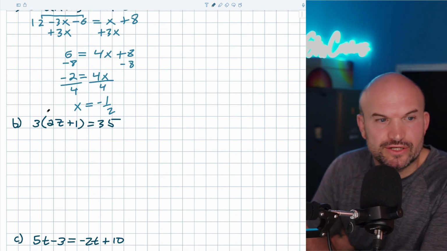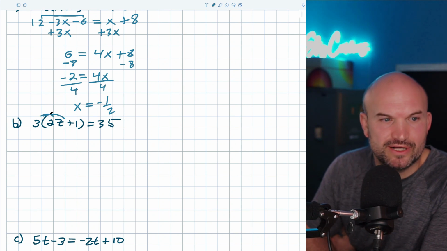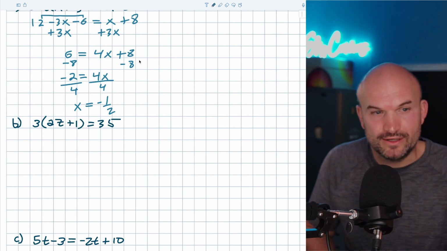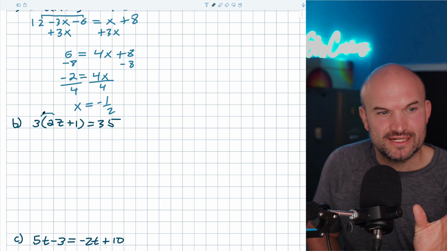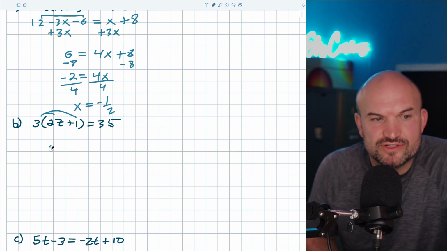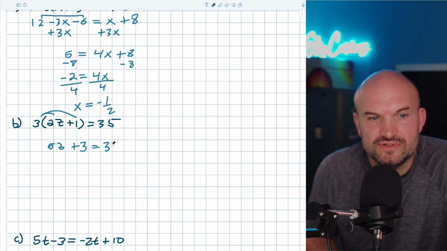In this example, we're going to want to do the exact same thing. Apply the distributive property here to both of those terms, right? Don't do it like that. That looks confusing because 2z is actually one whole expression. So we're multiplying it to that expression and that one, right? So 3 times 2z is going to be 6z. 3 times 1 is going to be 3 equals 35.